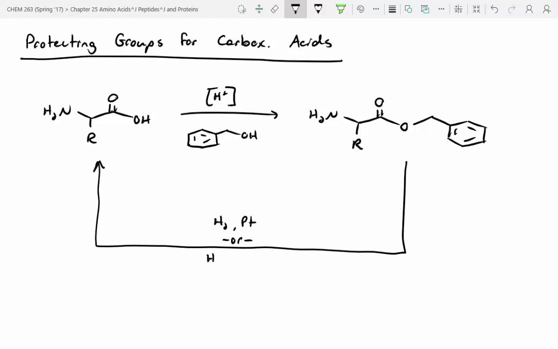You can use HBr. Platinum's expensive. It's catalytic. And acetic acid. That works well. Or you can use sodium hydroxide and water. So it really depends on the amino acids you're dealing with. You don't want to accidentally cause side reactions, so you want to choose the appropriate reagent. So this is called a benzyl protecting group.